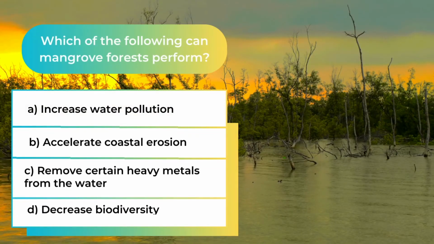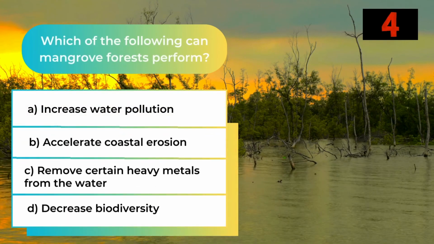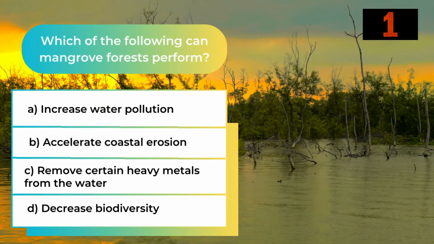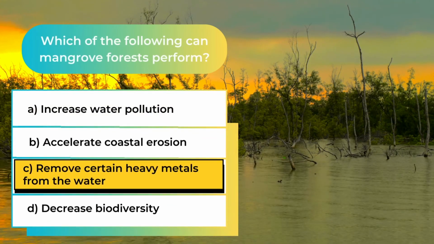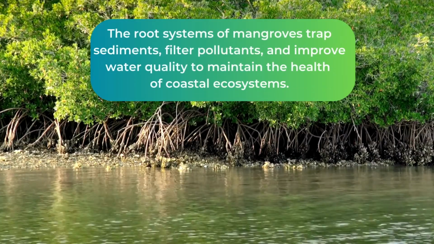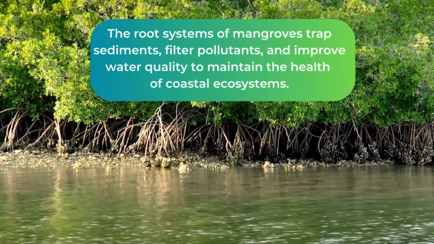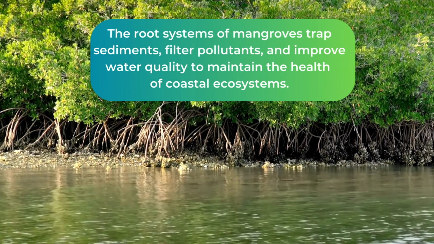Which of the following can mangrove forests perform? The answer is C, remove certain heavy metals from the water. The root systems of mangroves trap sediments, filter pollutants, and improve water quality to maintain the health of coastal ecosystems.